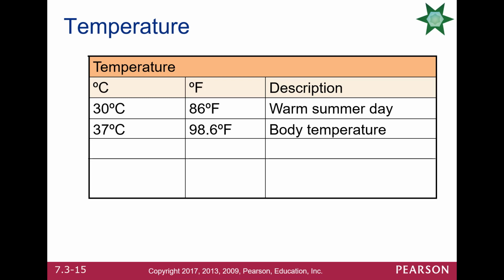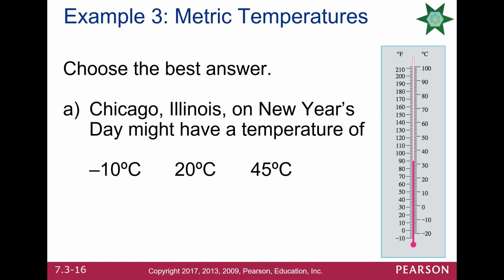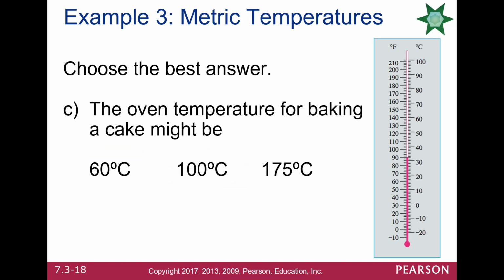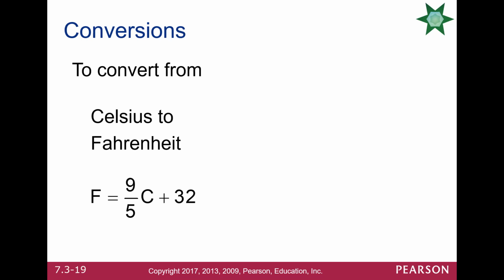If you've been to the doctor or the hospital or anything like that recently, your temperature was taken, you may have heard something close to 37 degrees Celsius, which is equivalent to 98.6 body temperature. And again, if you're boiling water, it's 100 Celsius or 212 Fahrenheit. If you're baking something at 350 Fahrenheit, that's about 177 Celsius. Again, you're going to have questions here where you're going to choose the appropriate temperature. So take some time to look at those. And then we're going to talk about converting.